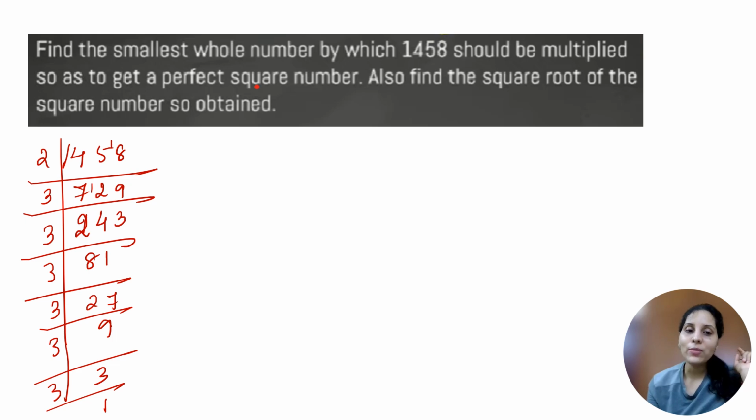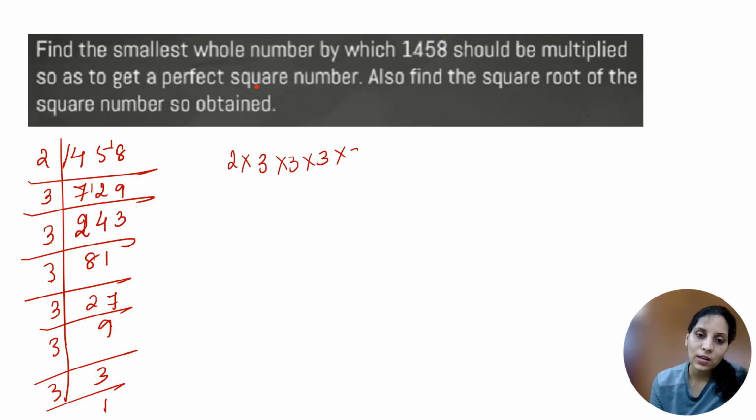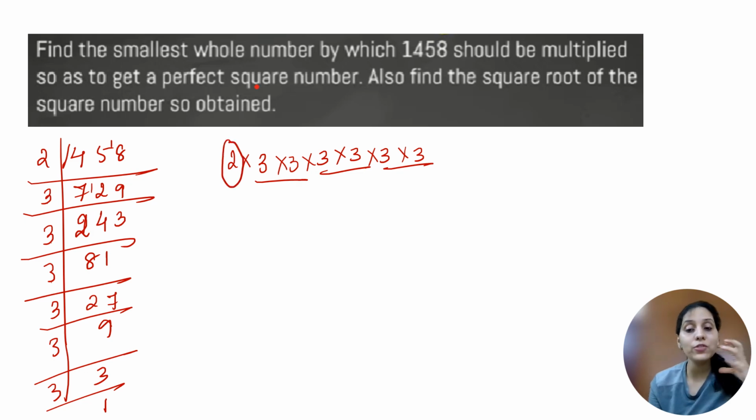Now to find the prime factors, firstly let us write all the factors. How many 3s? 1, 2, 3, 4, 5, 6. 6 3s. Once you have all the prime factors, we will make them into pairs. This is one pair, this is one pair, this is one pair. Now 2 is left alone, which clearly shows that it is not a perfect square.